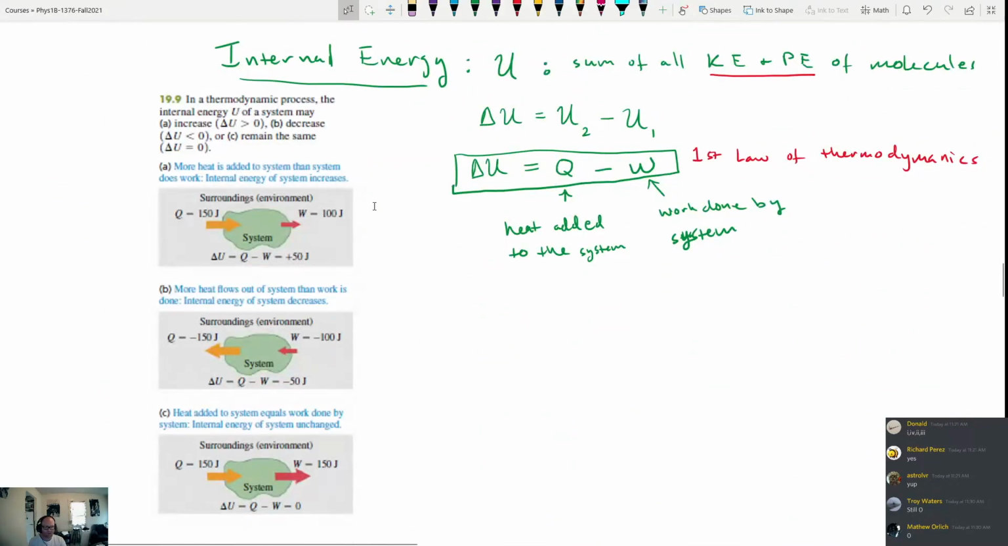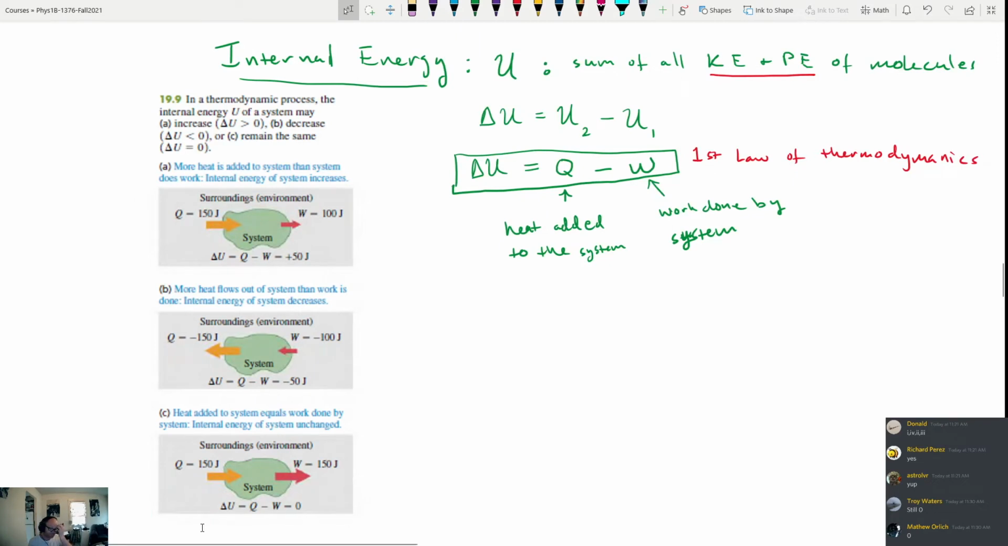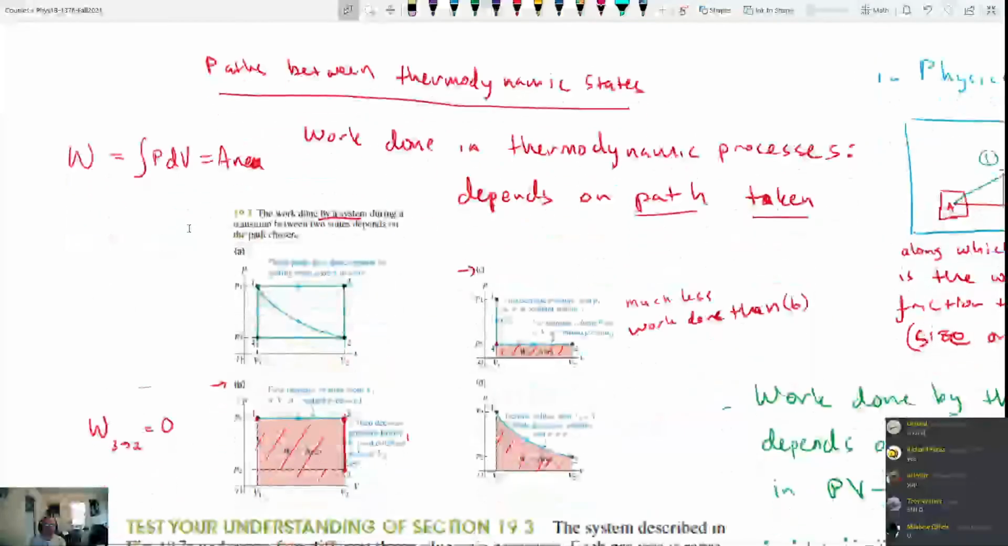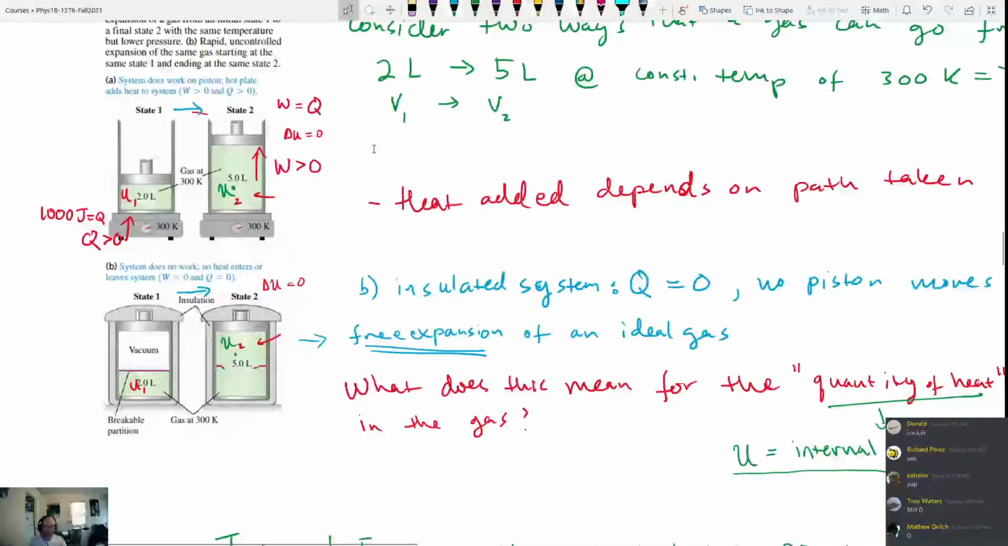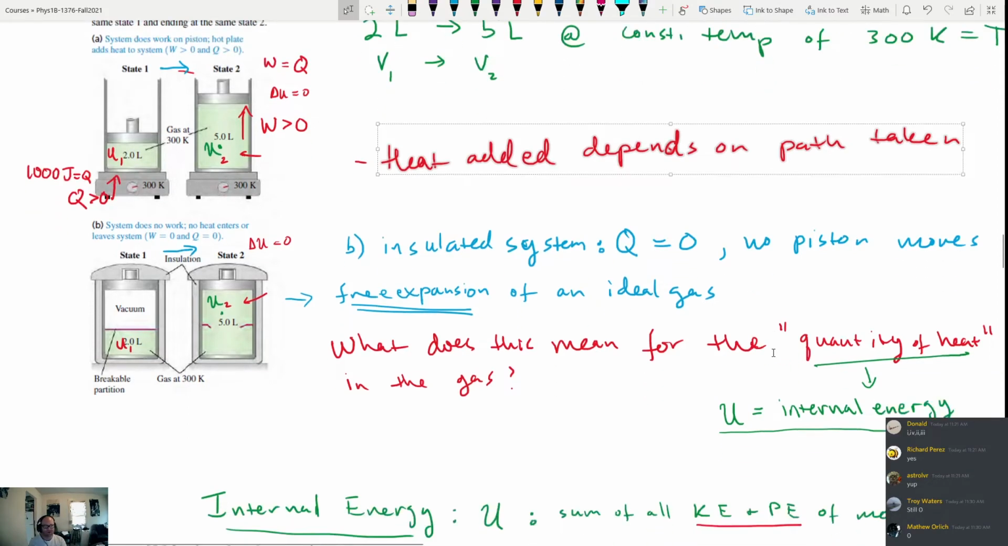Okay. Let's look at some of these diagrams that are supposed to help you understand this. All right, let's put it all together too. So what did we say in the last section? We talked about the paths between thermodynamic states, right? We said the work done in thermodynamic processes depends on the path taken. Path taken changes completely the work done. For heat added, we got the exact same result. The heat added depends on the path taken. So work done and heat added depend on path taken.